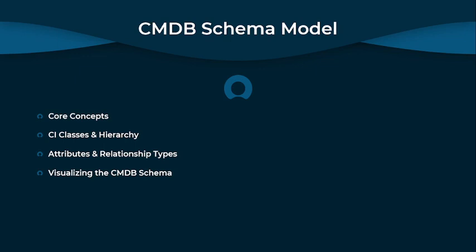Runs on means that specific software runs on specific hardware. Hosted on indicates that a CI is hosted on another CI, such as a virtual server on a physical server. Then connected to describes a network or physical connection between CIs. Then uses specifies that one CI uses another CI for operation.